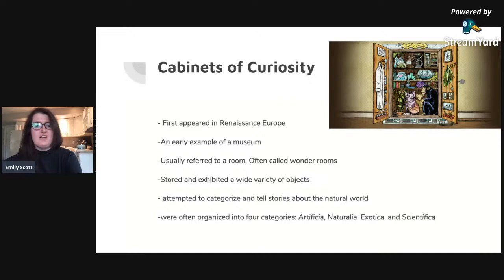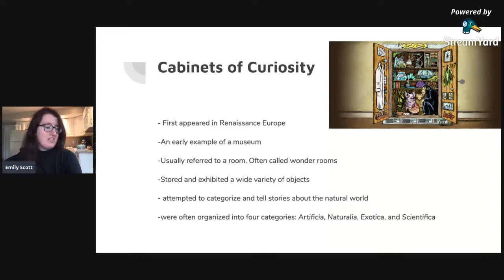Something I should highlight in cabinets of curiosity is that they were largely dependent on the collector. So it was a promotion of particular knowledge of the collector. Another common theme in cabinets of curiosity was that they were often organized into four categories. Artificialia, which means they were created or modified by humans. So that would be like antiques or artwork. Naturalia, which is creatures or natural objects.